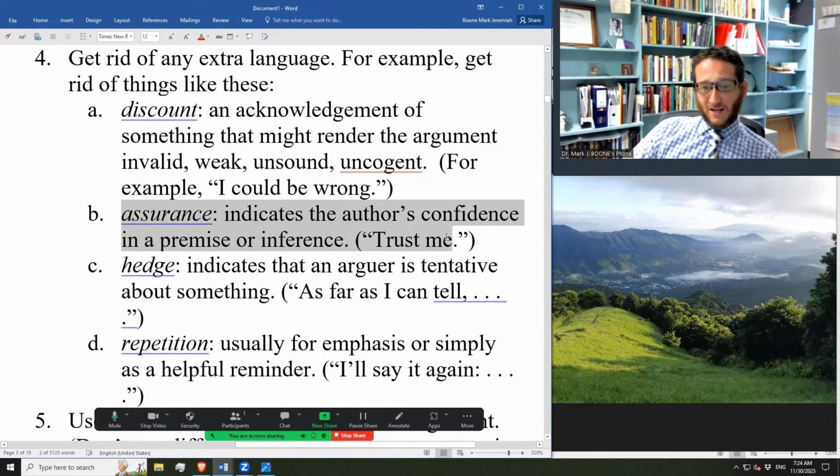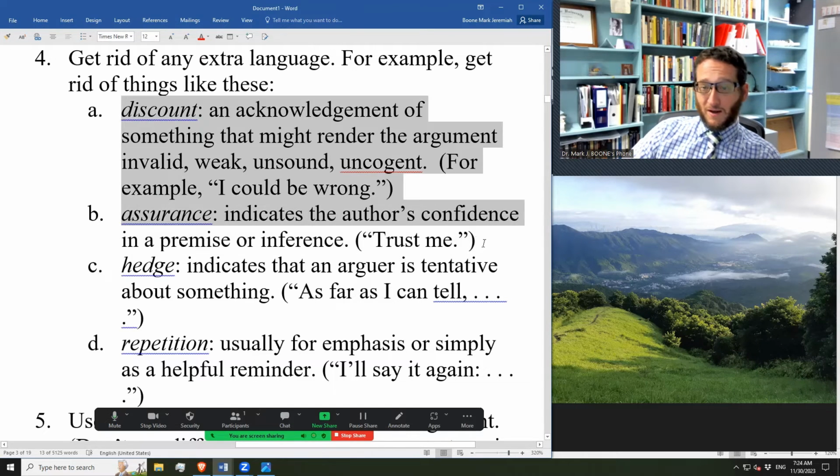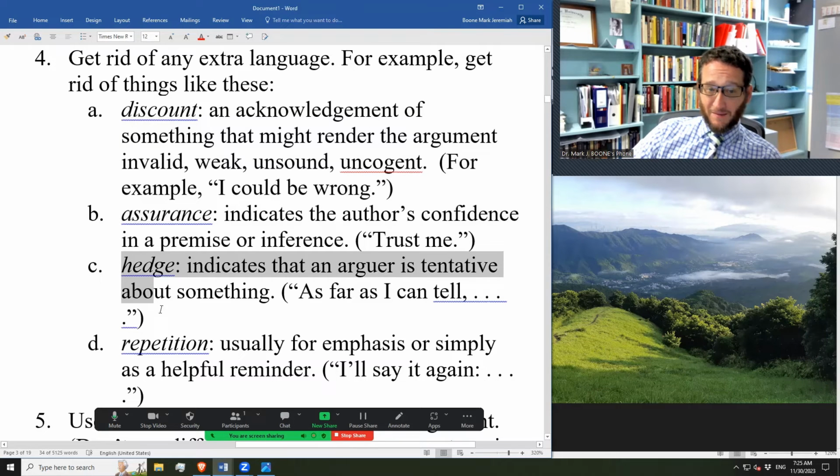Anyway, indicating the author's confidence, though, does not actually contribute to the argument. It doesn't contribute to the logic. It's rhetorically useful, or it can increase clarity of communication, or what is the argument about, who's talking to whom, and why are we talking, and what's the nature of our conversation. A lot of clarity can be added in these areas by things like trust me or discounts. But strictly speaking, they're not part of the logic. They don't support the conclusion. They are not part of the conclusion, same as a hedge.